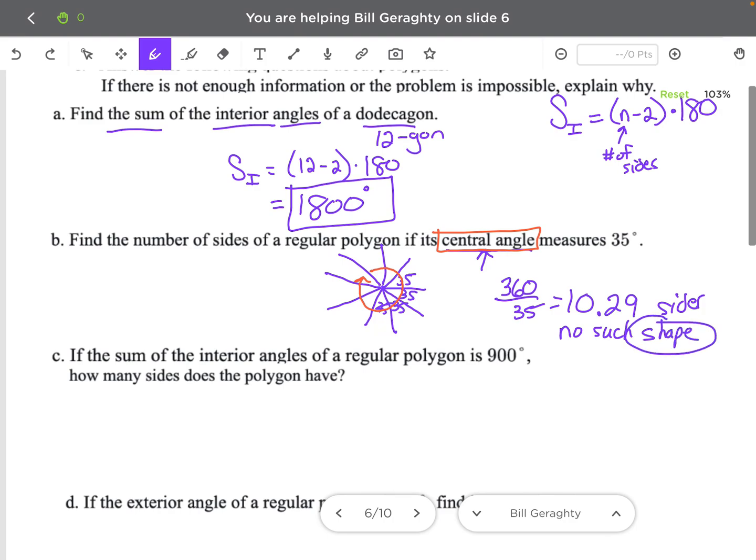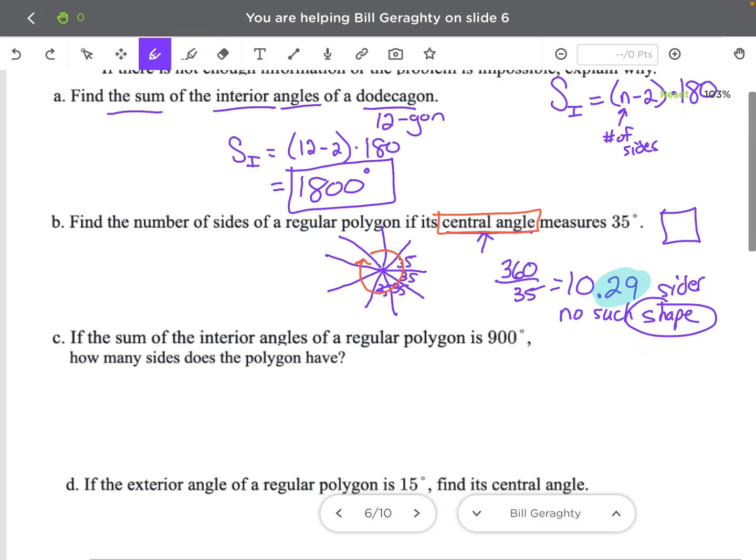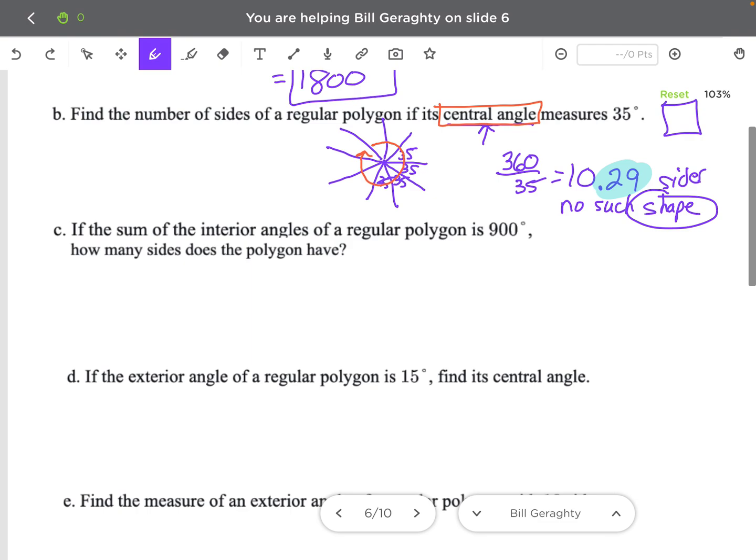You have to have a whole number of sides, like 4 sides, or 5 sides, or 6 sides. You cannot have 0.29 of a side. It does not make sense. So this one cannot be done, okay?